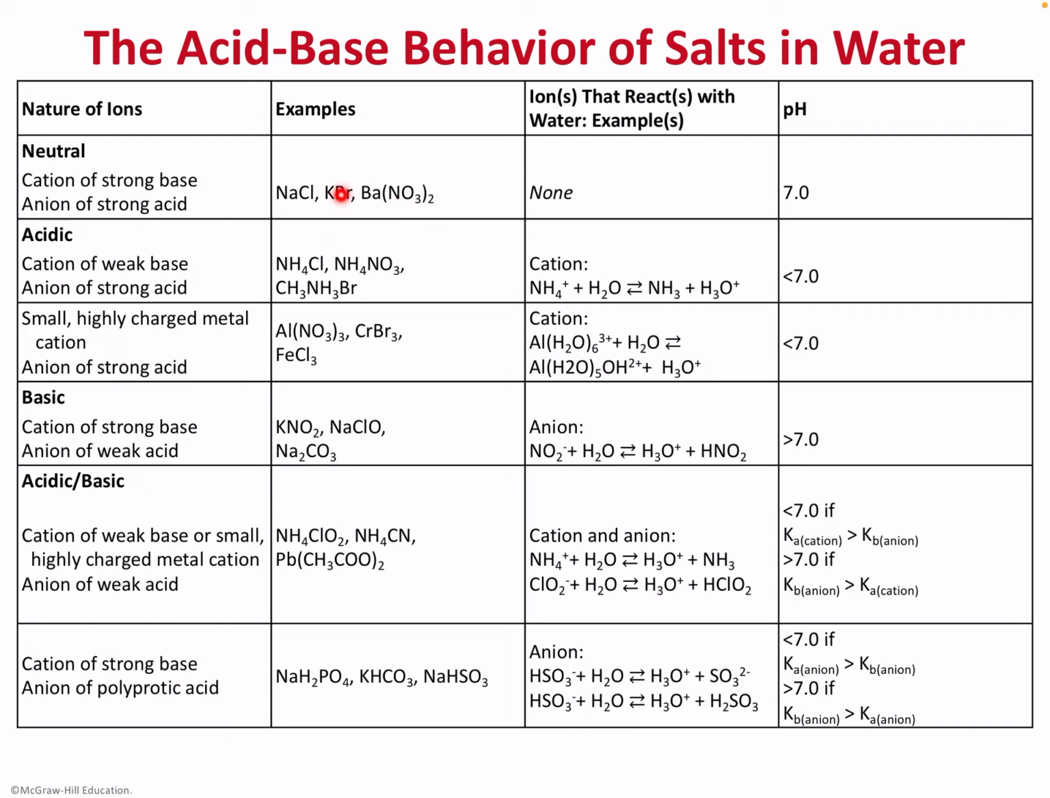So when these ions dissociate, they're not going to react with water. As a result, the pH would be neutral at 7.